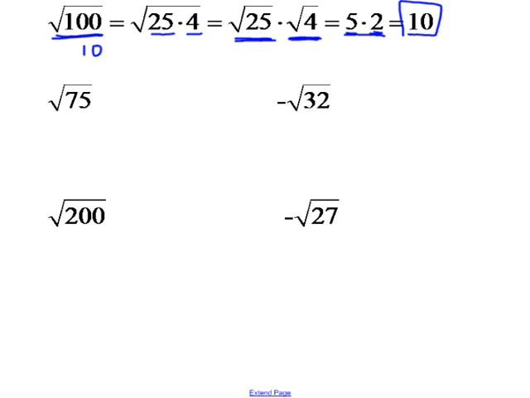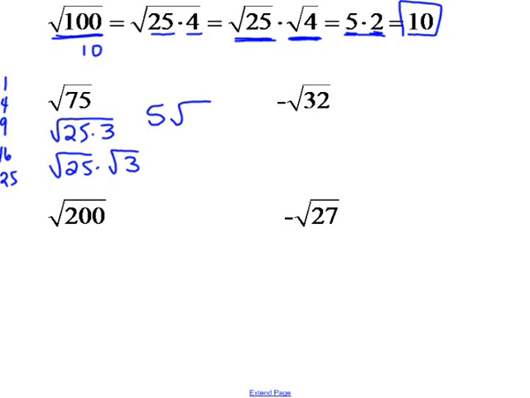75 has what perfect square in it? Well, we're going to look at our list of perfect squares. We need to remember 1, 4, 9, 16, 25. 25 goes into 75. So we can say that's the square root of 25 times 3. Now when we break it apart, the square root of 25 times the square root of 3, the square root of 25 is 5. 3 is not a perfect square, so we're just going to say 5 times the square root of 3. And you're going to have a lot of answers that end up looking like this because most numbers that you deal with are not perfect squares.